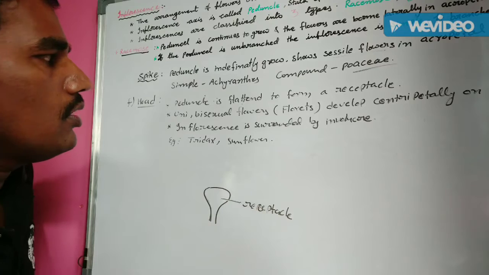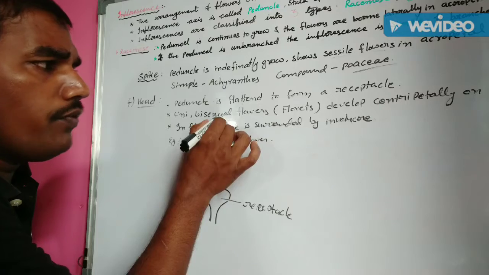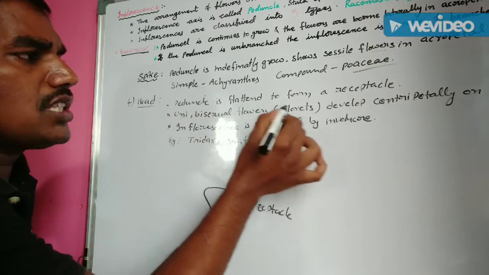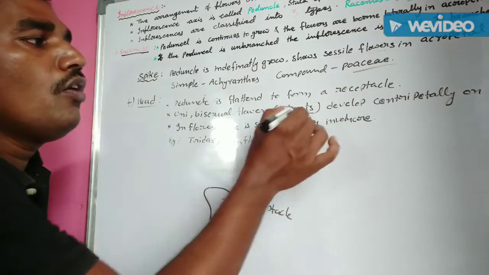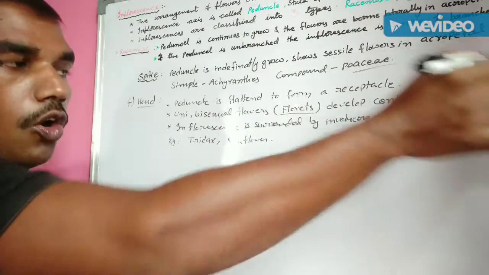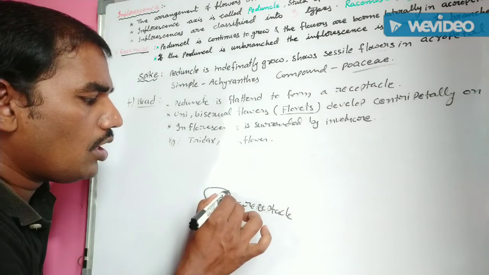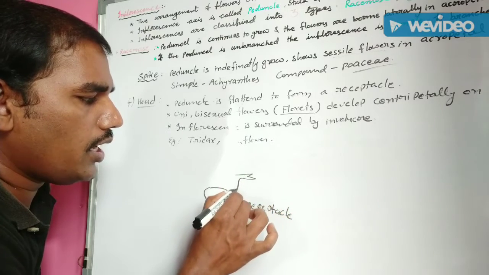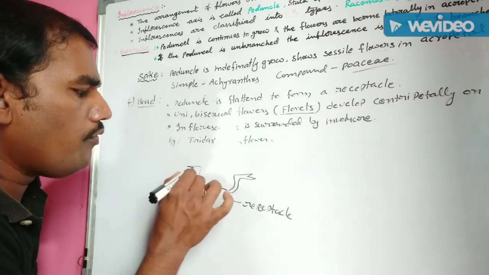Receptacle అని చెప్పేసి అంటాం. Okay. On this receptacle there are unisexual and bisexual flowers. Unisexual and bisexual flowers are called florets. It is a very, very important point. Florets. Okay. The florets develop centripetally on the receptacle. Suppose unisexual female flowers are arranged at the peripheral side of the receptacle. These are called ray florets.